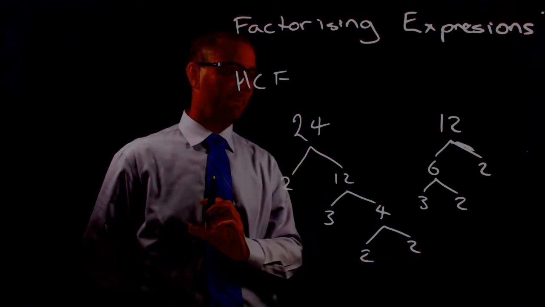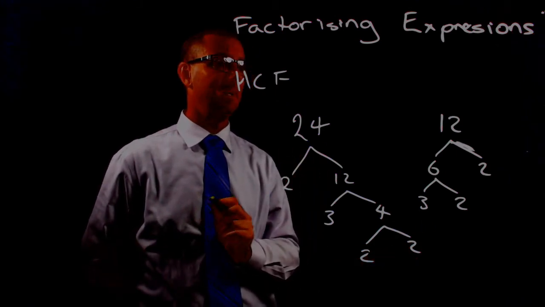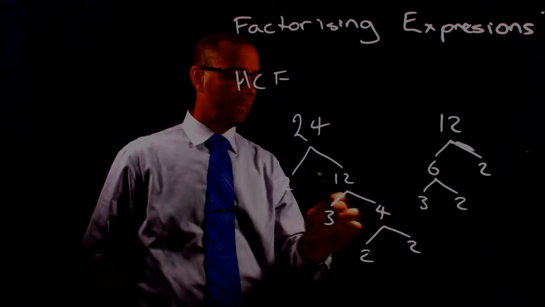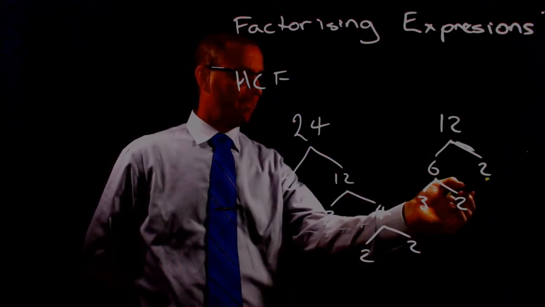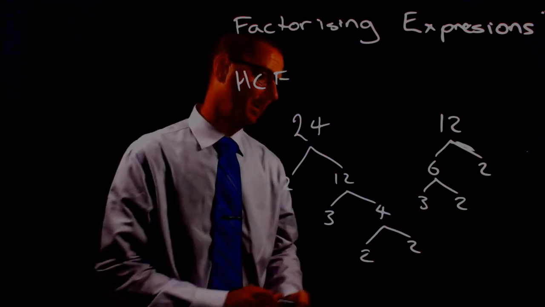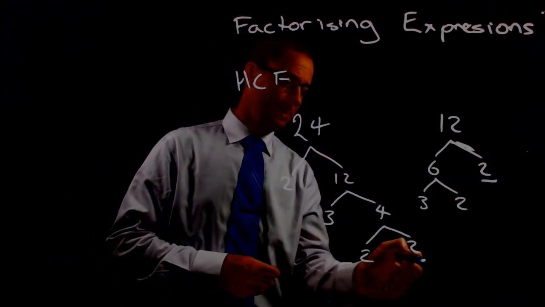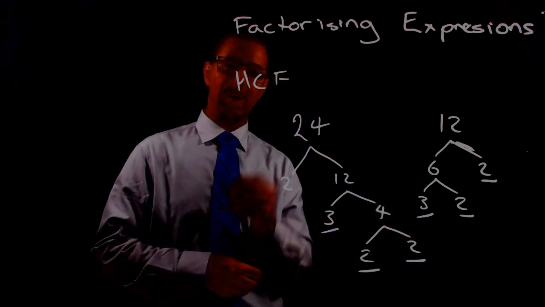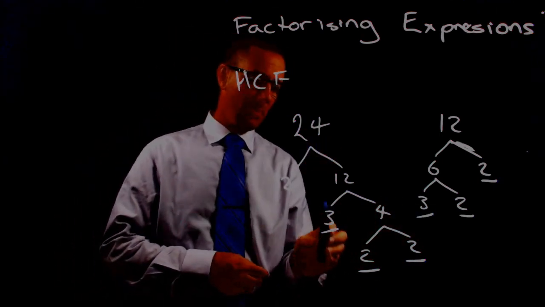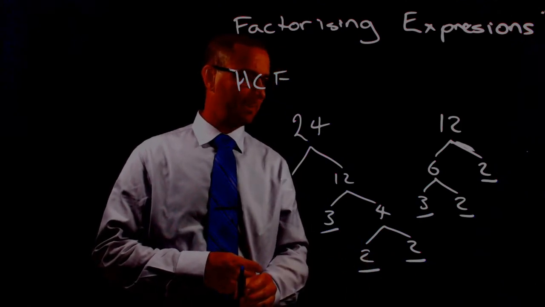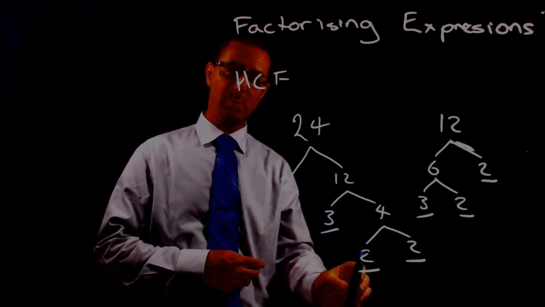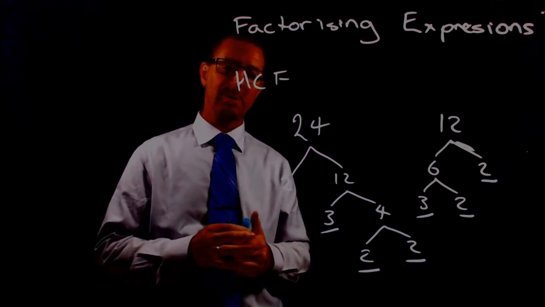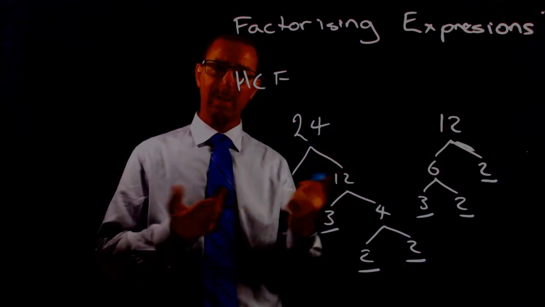So if we're looking for the highest common factor of 24 and 12, you'd be able to see, okay, well, what have these two got in common? They've both got a 2, they've both got a second 2, and they've both got a 3. And so our highest common factor would then be the multiple of those 3 digits. So 3 times 2 would be 6, 6 times 2 would give us 12. And so the highest common factor of 24 and 12 is 12.